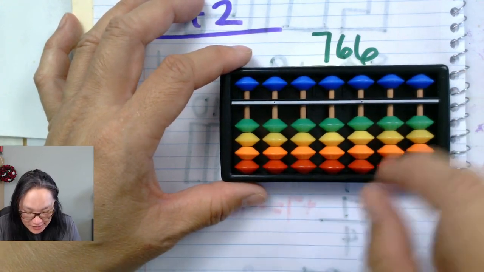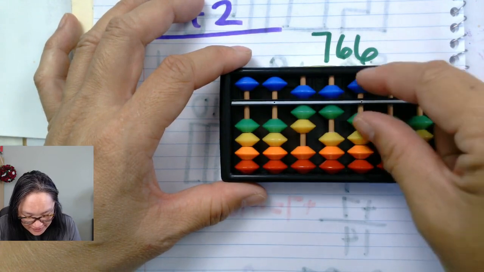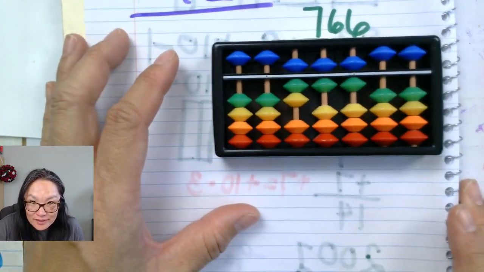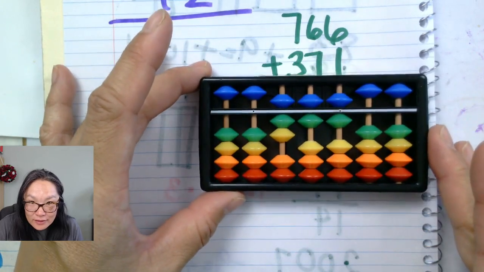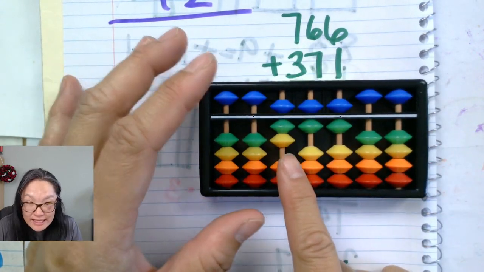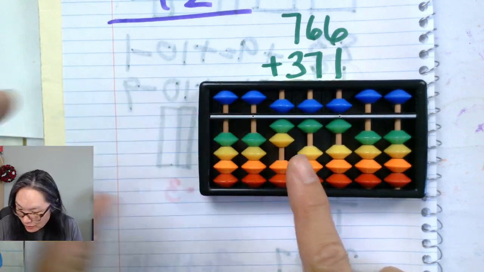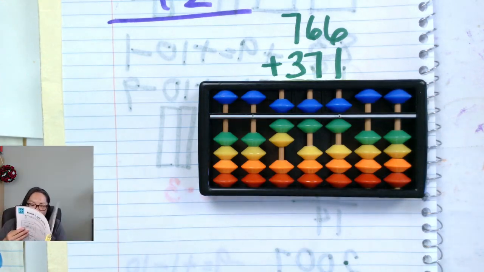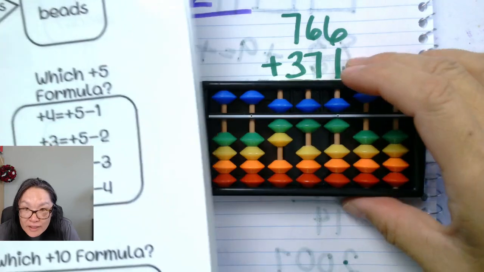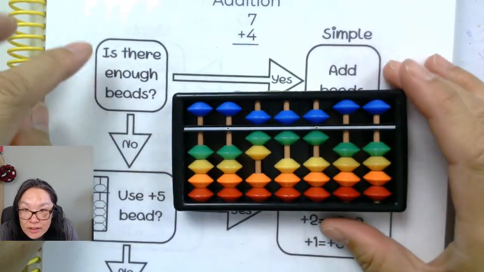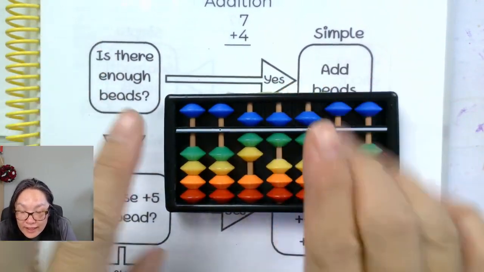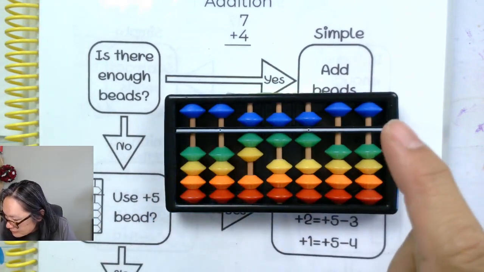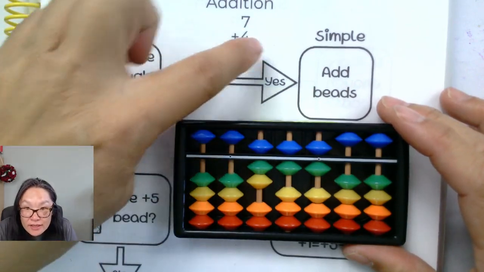Awesome! So we have 766. And then we're going to add 3. Is there enough to add the 3? All right, let's do it. We're going to add the 3. Is there enough to add the 3? Right? I need to add the 3 here. Is there enough to add the 3? Yes or no? No.